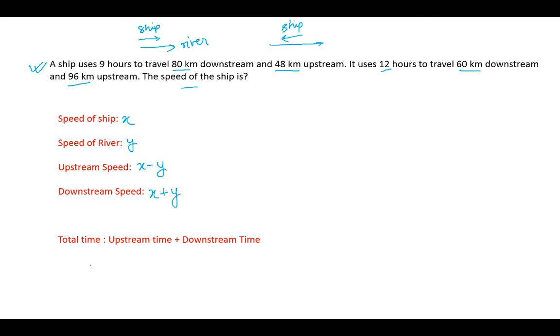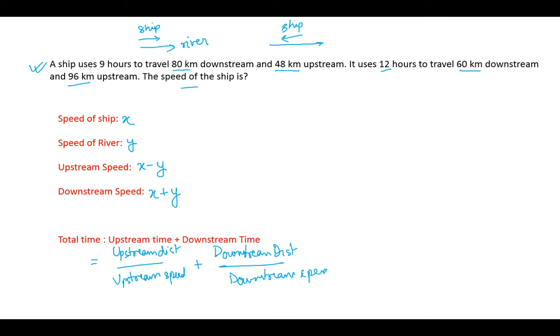Okay. Now what we do if we have to find the equation for total time, like we have here, 9 hours it takes for 80 kilometers downstream and 48 kilometers upstream. What we have to do is basically we have to start with some upstream distance by upstream speed. And to calculate downstream time, we'll have the downstream distance divided by the downstream speed. All right. Okay, so let's see how these two equations come about.